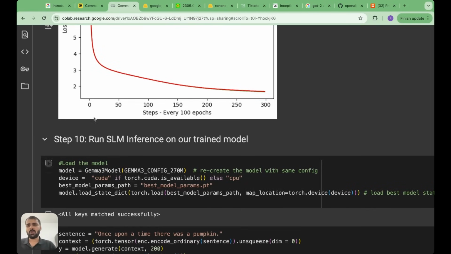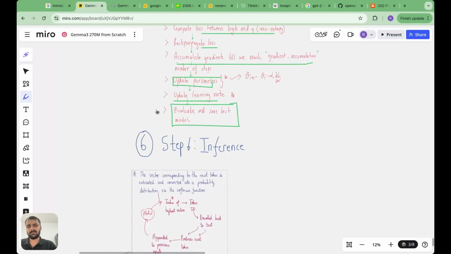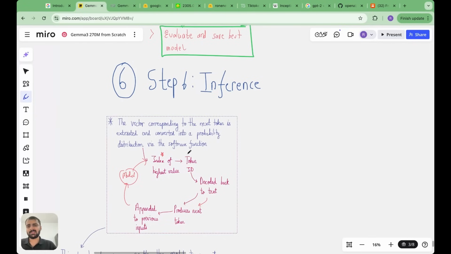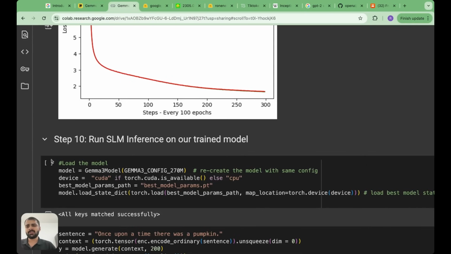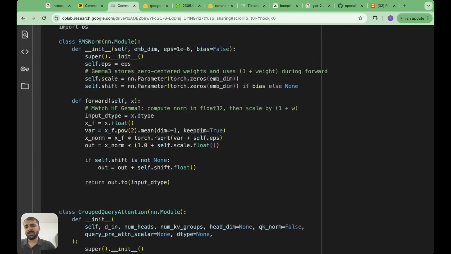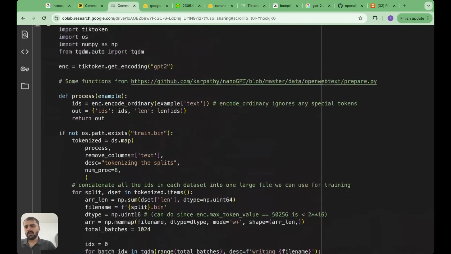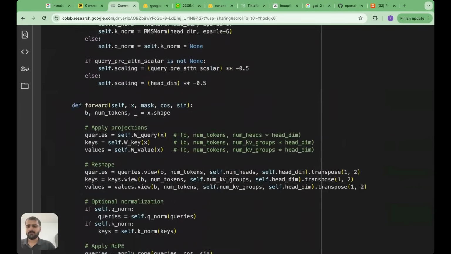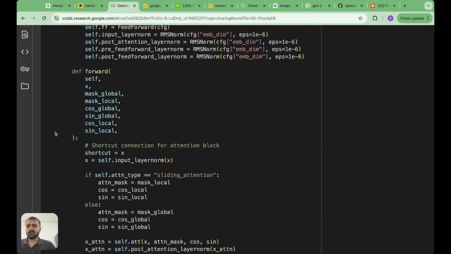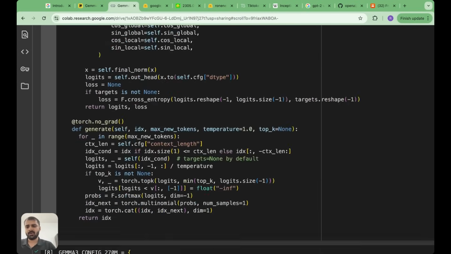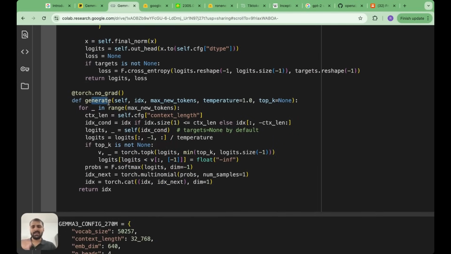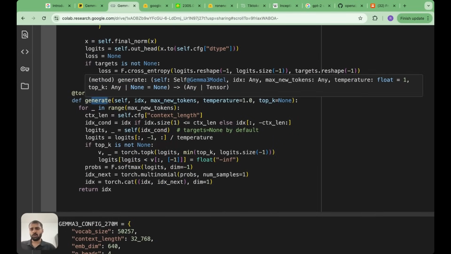the last thing for all of you to do is inference, right? And the way inference is done is that the model parameters are all fixed. So what you have to do is define a function called generate. If you look at this class Gemma3 model, you will see a function called generate over here. What this does is that it takes in a bunch of tokens and generates new tokens.